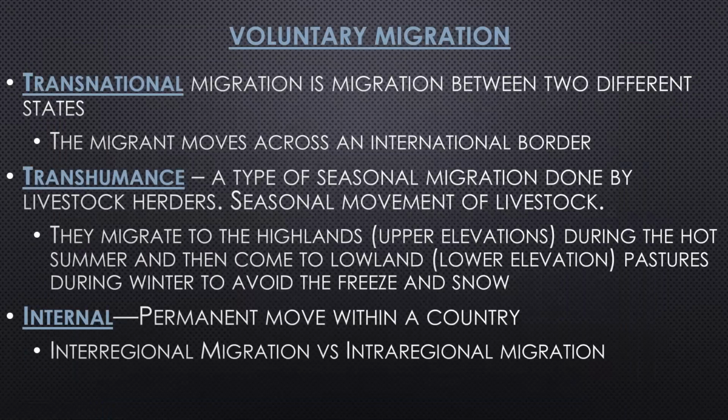Okay. Up next, we've got voluntary migration. So when somebody makes the choice to leave. It's not like one day all of a sudden, due to circumstances, because of a fear, they have to leave. This is due to choice, and it has to do with economic reasons, some of it, political reasons. They could stay if they want to, but this is voluntary. So there are a couple. First is transnational migration, and this is essentially migration between two different states, or two different countries. The migrant moves across an international border.